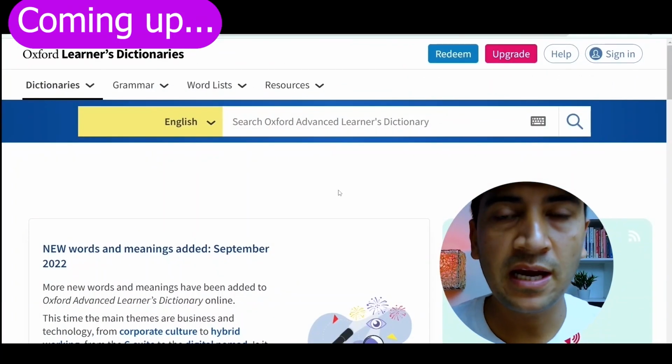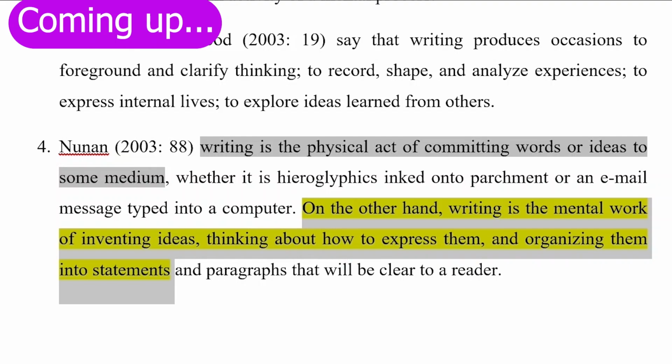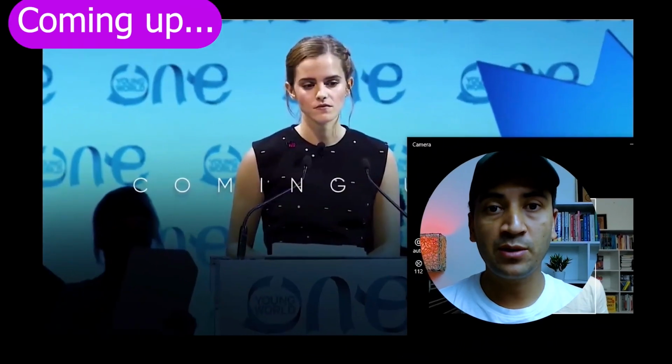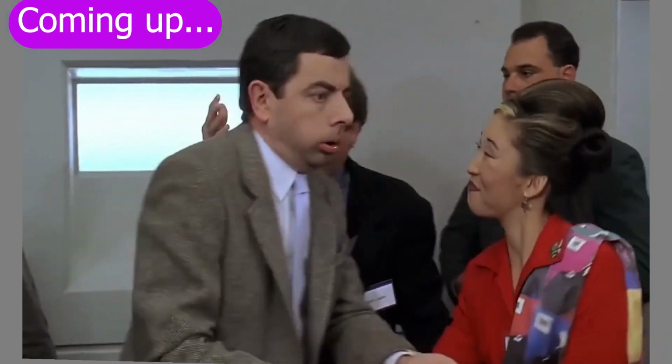Yes, so here is how I have been learning the English definitions of words. In short, when you write, you actually think in English. So here is how I try to predict what the speaker is going to say, and I try to think in English. Don't be nervous like Mr. Bean.